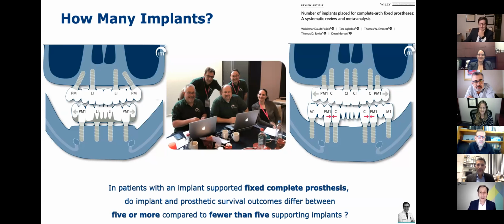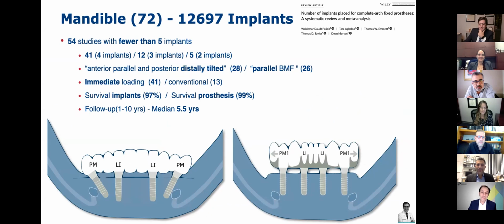And we worked a lot on this paper that is getting some really good reviews. So when we looked at the manual, we overall added up to over 20,000 implants. 54 studies were with fewer than 5 implants. And we went all the way back to Brånemark's first studies.